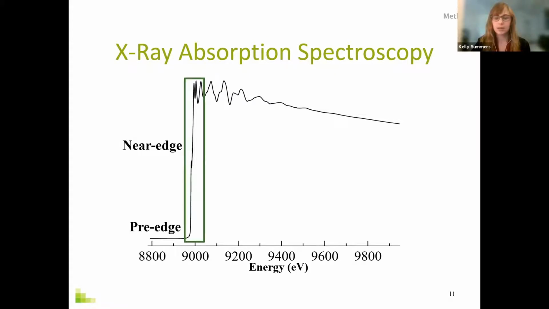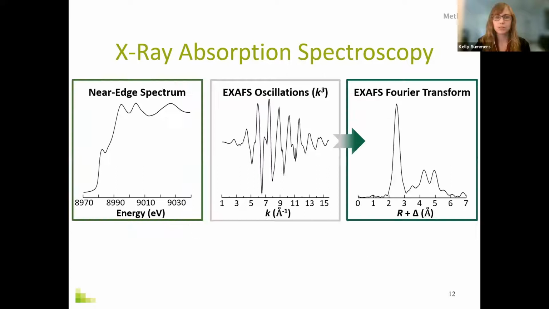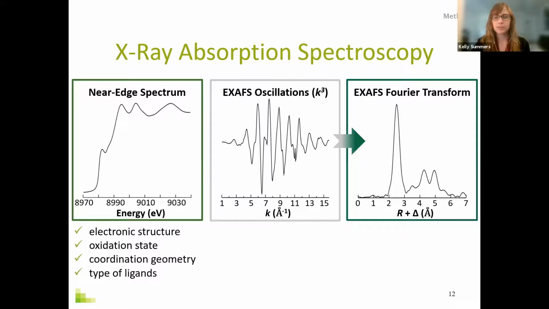So we describe this region as the near edge, and of course, this region as the EXAFS. And so if we just zoom in a little bit, we can kind of divide it into 3 components. And so the near edge spectrum on the left in the sort of green color can give us information on the electronic structure, the oxidation state, can tell us a little bit about the coordination geometry and the type of ligands. Whereas the EXAFS, I wanted to note that we typically k-cube our EXAFS data. So in all the examples that I show, it will be k-cubed.